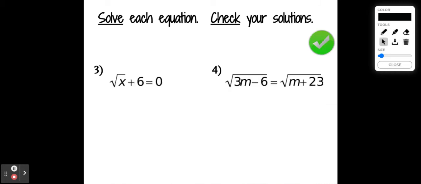So my answer is true. Let's try number 3. All right, on 3, our goal is to get the x. We're going to start by solving the equation.